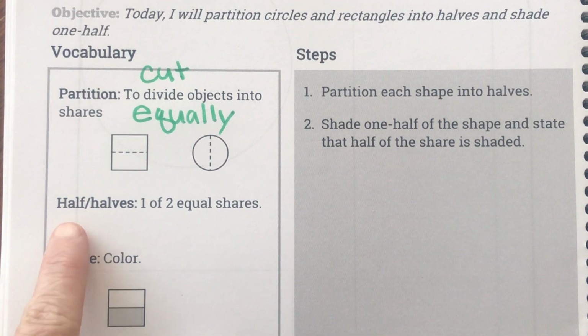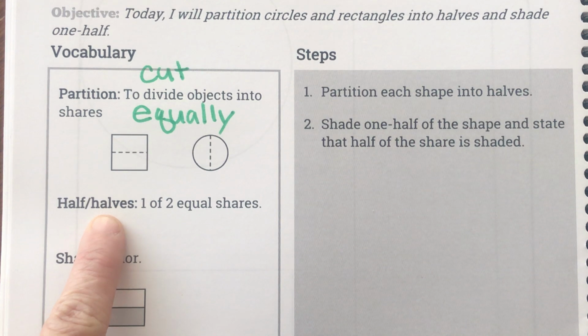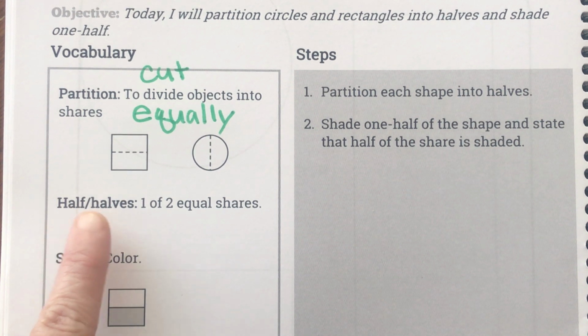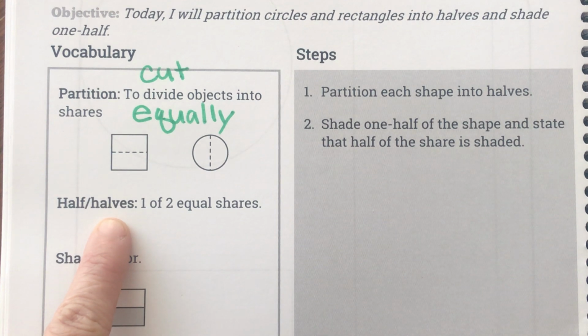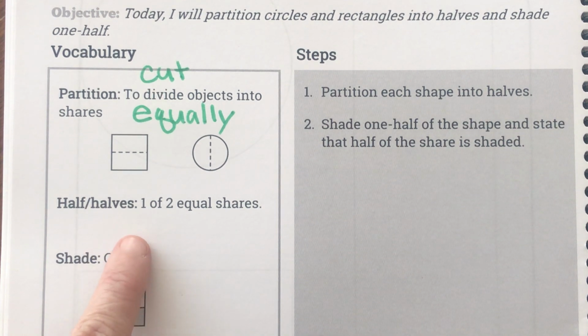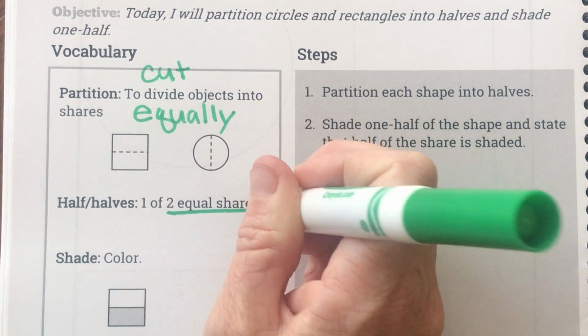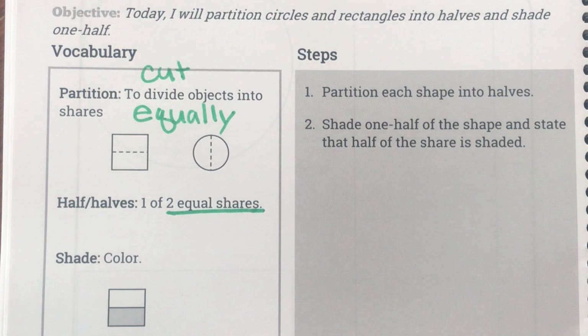Okay, our other word today is half or halves. Half is the singular word and halves means plural or two. So when I do something with halves, it means there's going to be 2 equal shares. So I want you to underline the 2 equal shares.